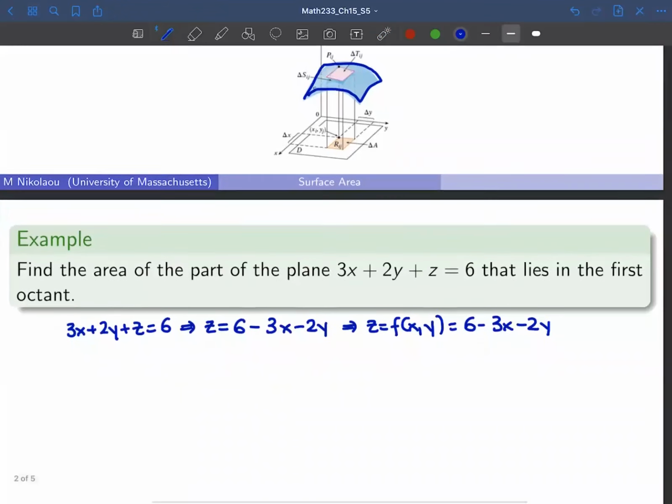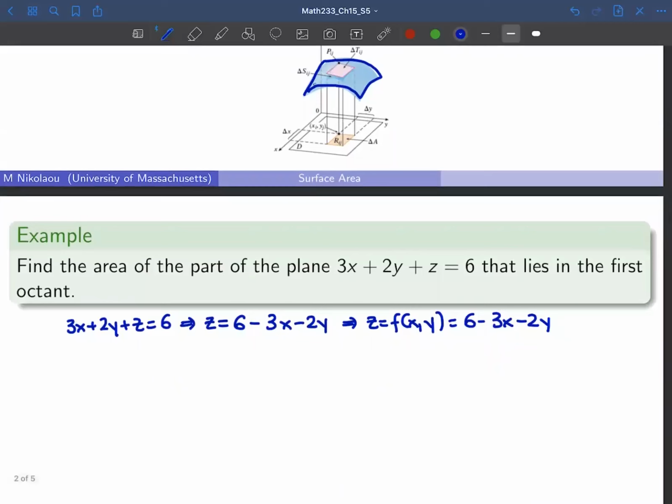The plane z equals f of x comma y intersects the xy plane when z equals 0, which means that 3x plus 2y equals 6. So the plane intersects the xy plane in the line 3x plus 2y equals 6. And if we solve for y, that will give us that y equals 3 minus 3 halves x.